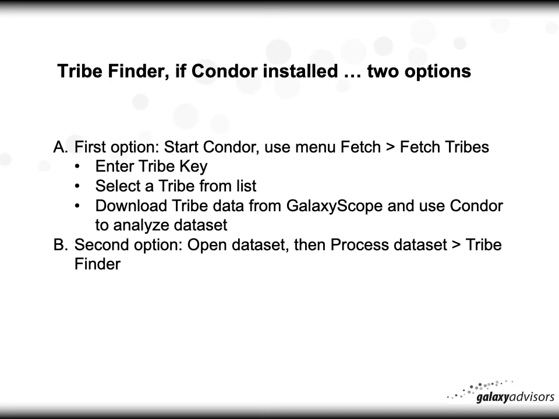The second option is to open an existing dataset, let's say an email or Twitter database you created, or Wikipedia, and then click on Process Dataset, Tribe Finder, and it will take that existing dataset of Twitter, Wikipedia, or your email and run the Tribe Finder characteristics on it. So let's take a look at both of these examples.